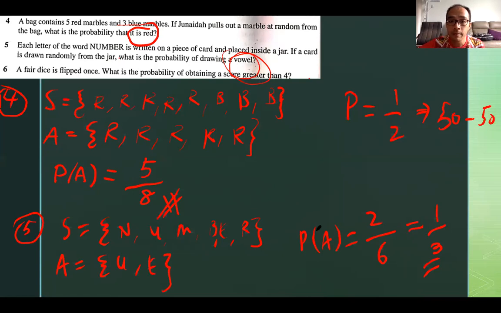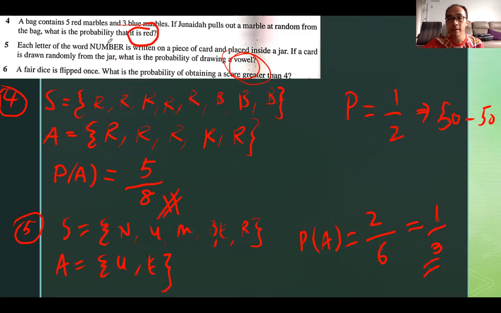Okay, so yeah. Another common mistake is they look at the vowels only. Oh, there are 2 vowels, but I only want to choose 1. So it's 1 over 2. No, you don't. Okay, because inside the jar, there are 6 letters. You may not be choosing a vowel.